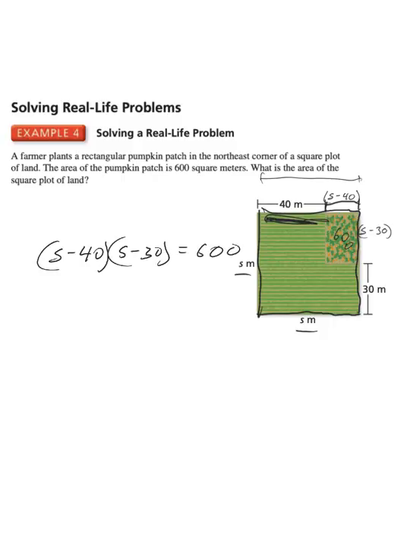Now you look at that and you go, whoa, that may not be possible to solve, but we can solve it. And let me show you how we're going to do that. We're going to FOIL this first. So S times S is S squared. And then we go to the outside terms. S times minus 30 is minus 30S. Now we go to the negative 40. Inside, negative 40S.